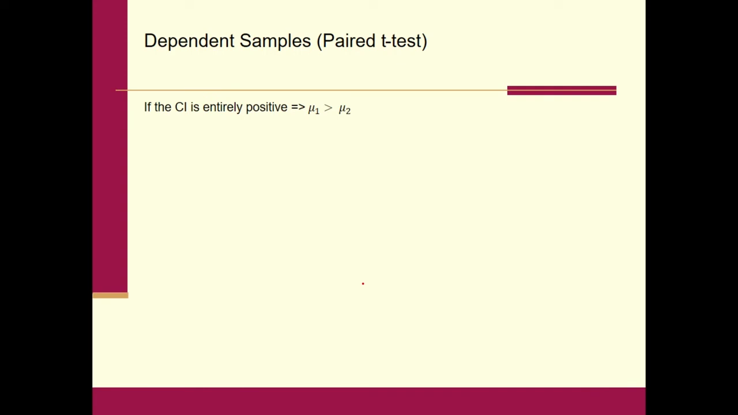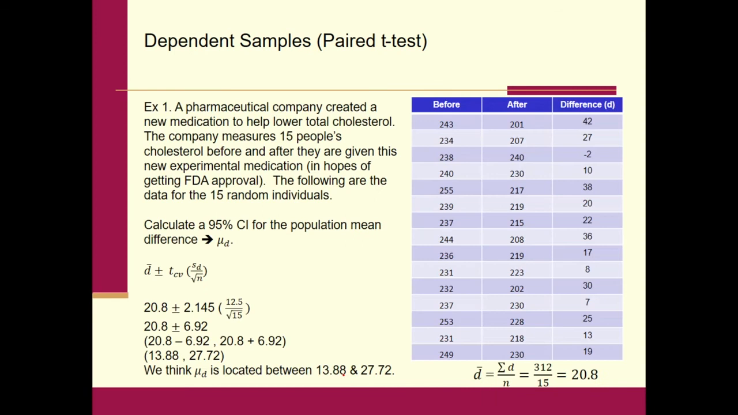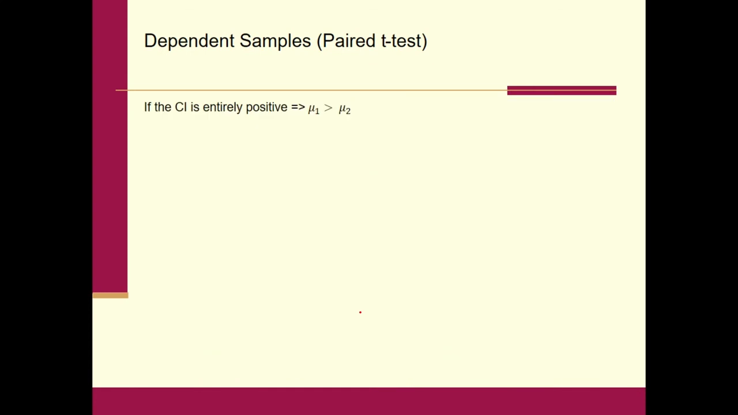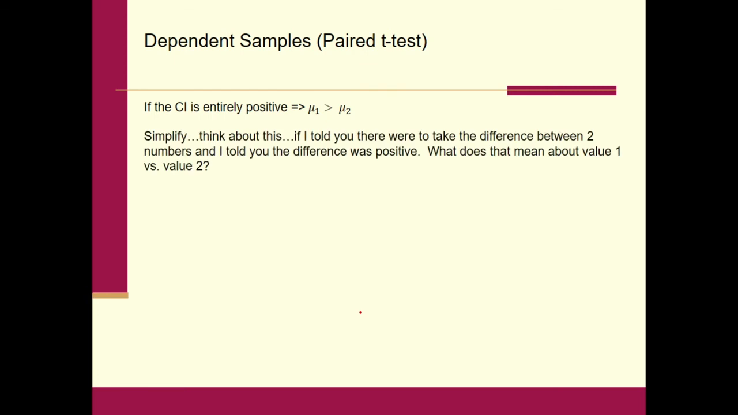So if the confidence interval is entirely positive, notice our confidence interval was entirely positive here. Okay. It went from 13.88 to 27.72. What that suggests to us is that mu1 is greater than mu2. But why? Why does it mean that? All right, let's simplify things.